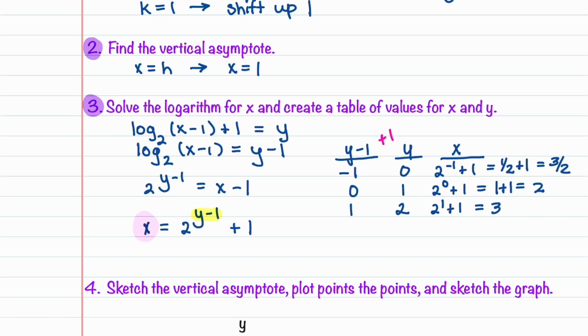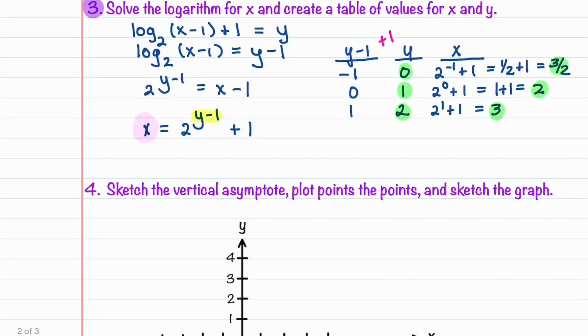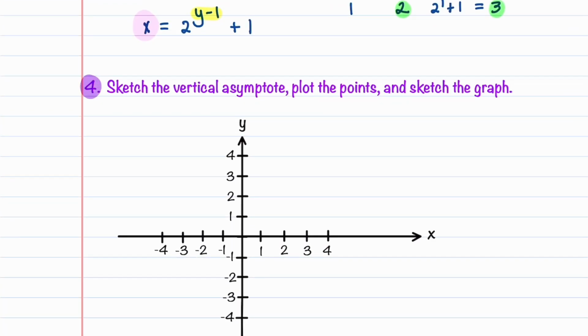Before we go on, let me just go ahead and highlight the points that we're going to be plotting. We have x is 3/2, y is 0. We have x is 2, y is 1, and then x is 3, and y is 2. Now we're all set. Our fourth step is to sketch the vertical asymptote, plot the points that we just calculated, and then sketch the graph. Our vertical asymptote was x is equal to 1, and let's go ahead and sketch that.